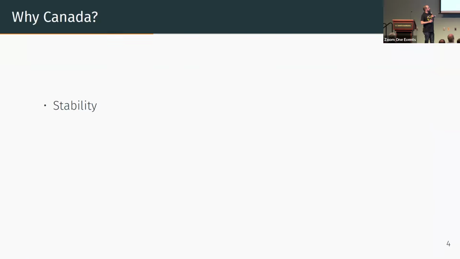Then the problem is, why go to Canada, right? One might think, why would I even go to Canada? Features of Canada. First is stability. It's a very stable country. For a Brazilian, that's very important. Canadians are known to be very polite, right? They apologize profusely. So that's very important for a Brazilian as well.